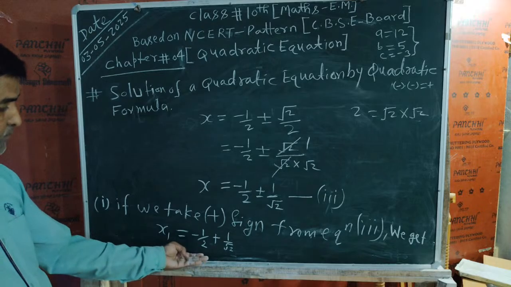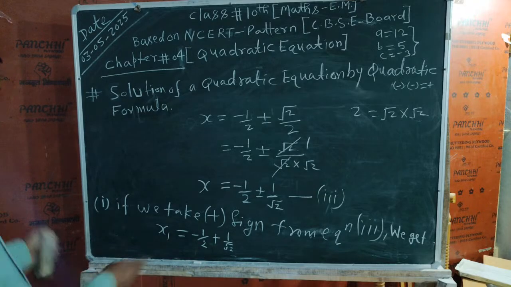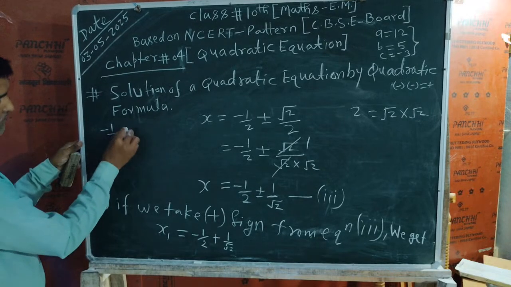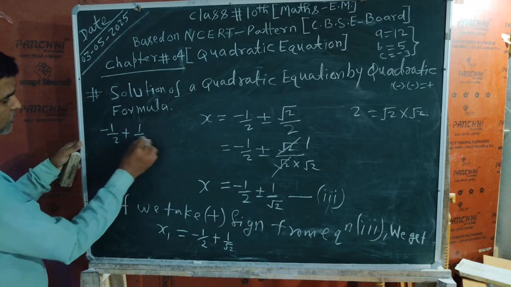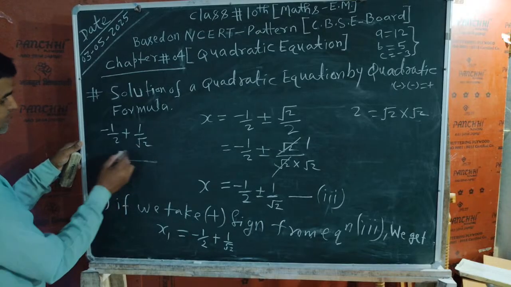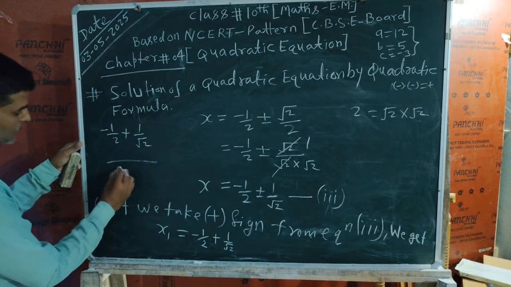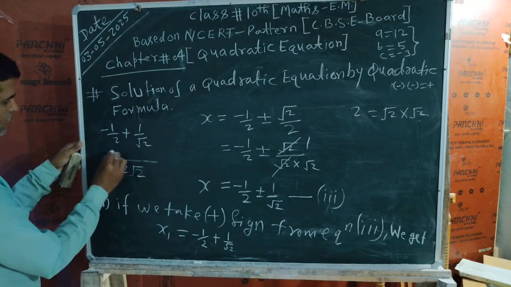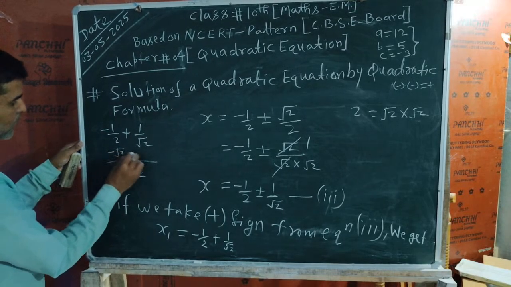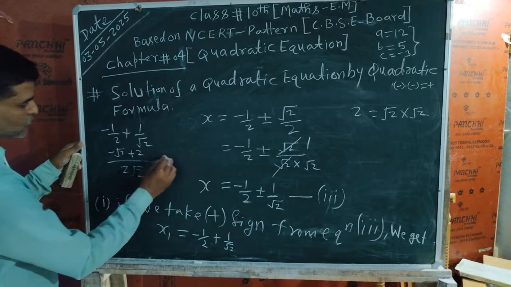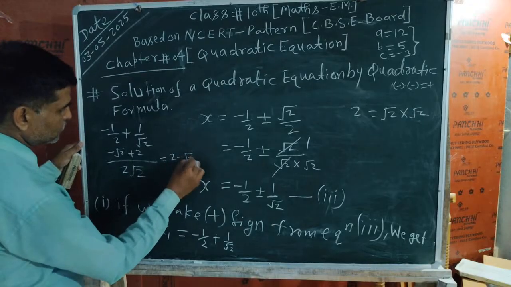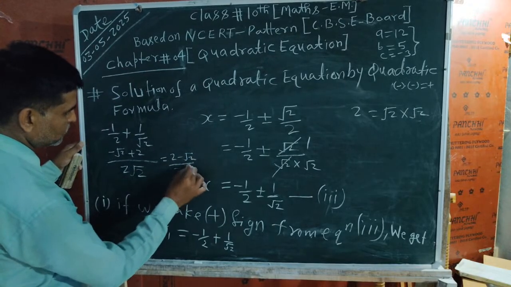So after simplification I can write. So this simplification I am going to do here. Minus 1 by 2 plus 1 divided by root 2. I will take LCM of 2 and root 2. That will be 2 root 2. Now here I will multiply. Here minus root 2 and here will be 2. So after multiplication I can write 2 minus root 2 divided by 2 root 2.